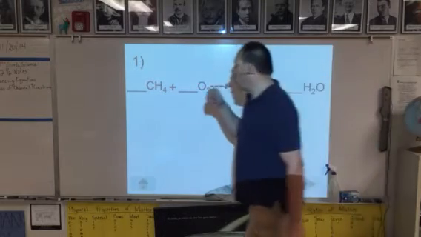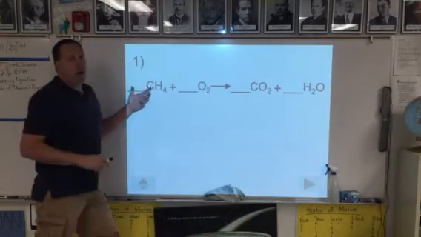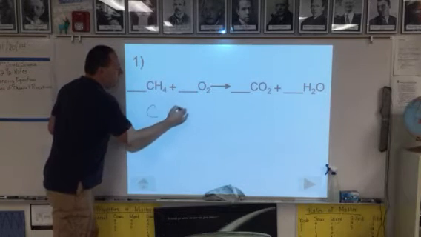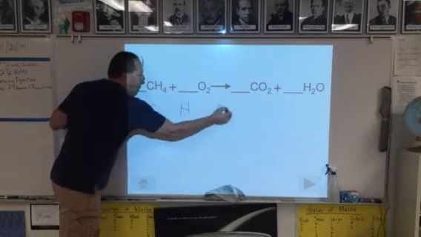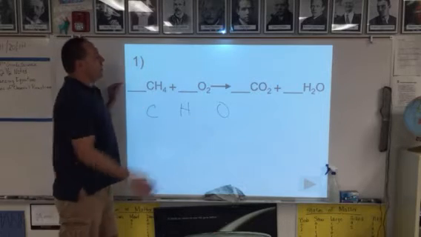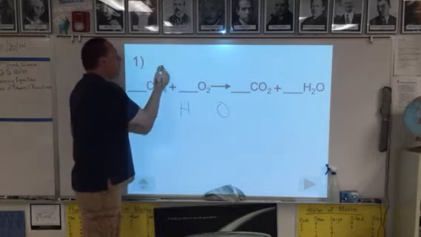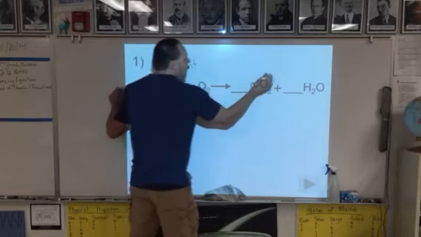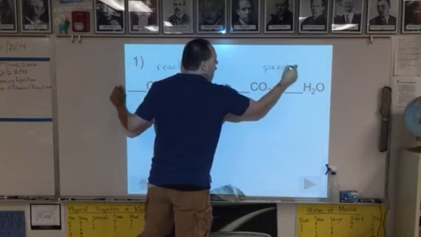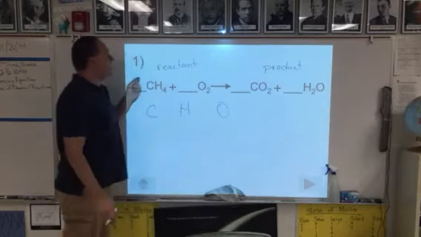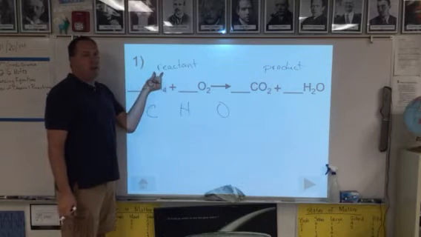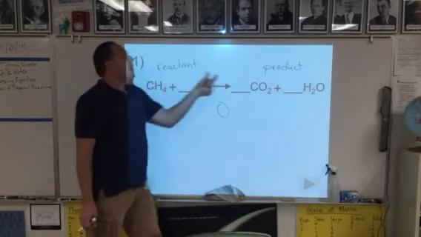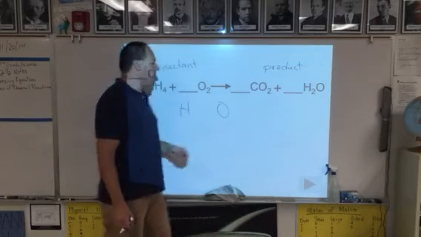First, we talk about what elements are up here on the board. So going from left to right, we have carbon, we have hydrogen, and we have oxygen. And we also talk about the left side is called the reactants, and the right side is called products. And in class we talk about using a small lowercase r for reactant, and a lowercase p for product.